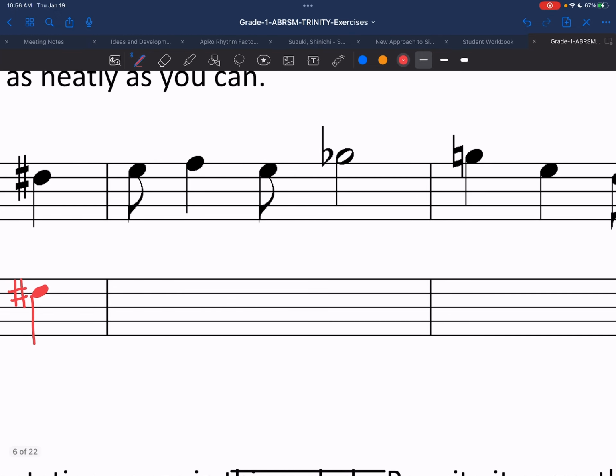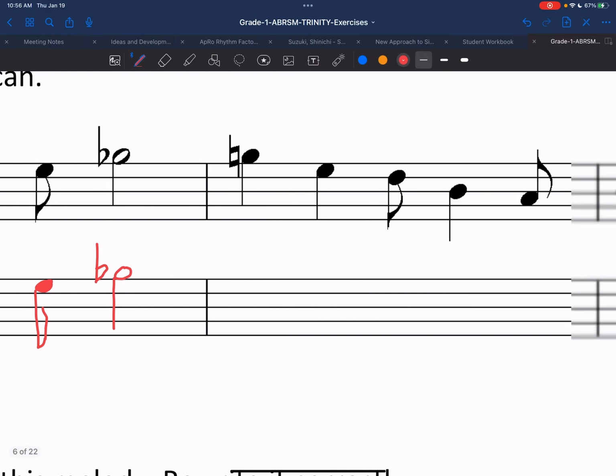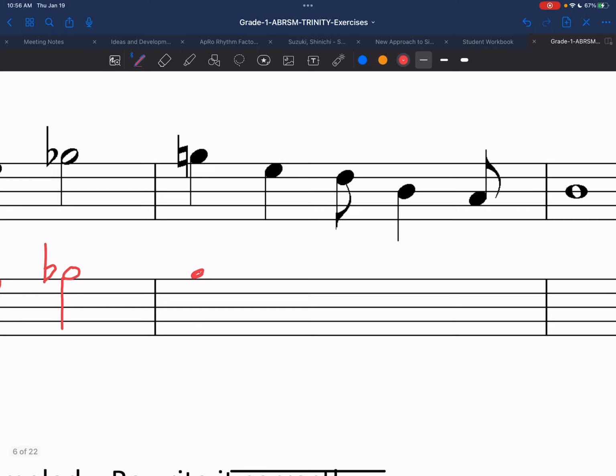Next, we'll continue making sure that we have the right stems going in the right direction. It's even better if you can use a ruler for some of your stems. Then, when I'm above my staff, I'll make sure that my half note isn't too big and that my flat sign is above in that space. Next, draw my note head.